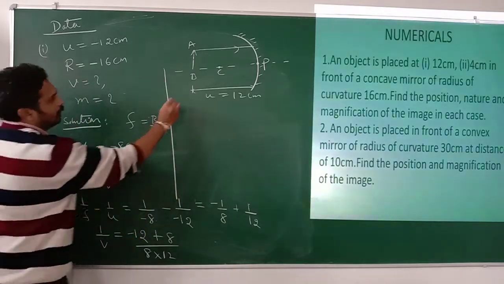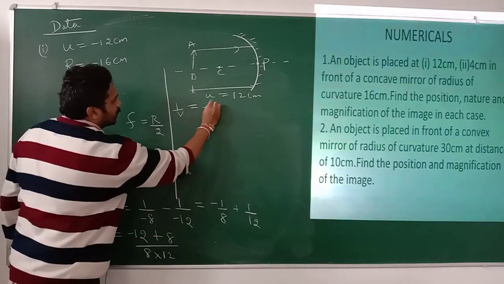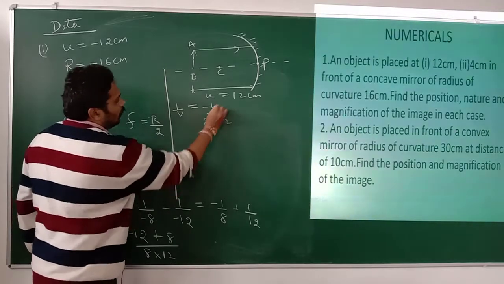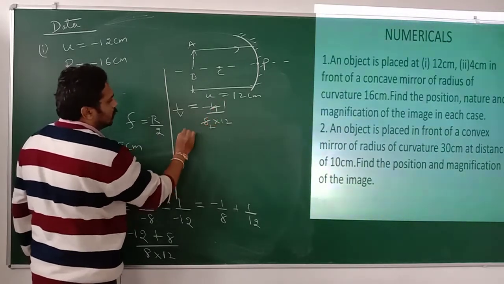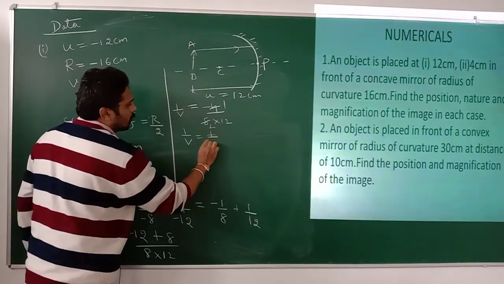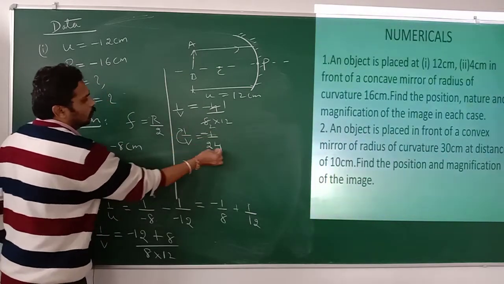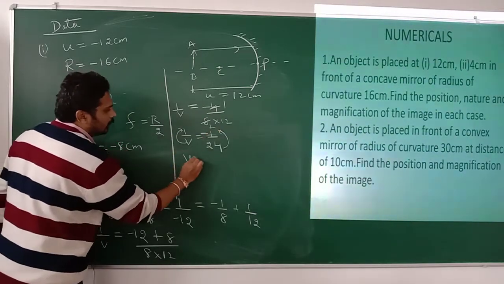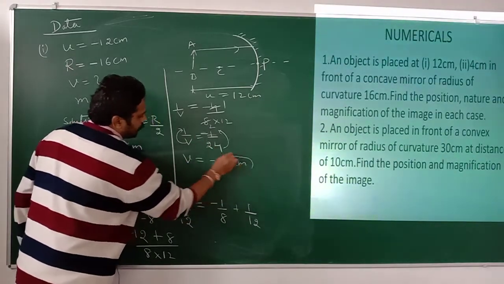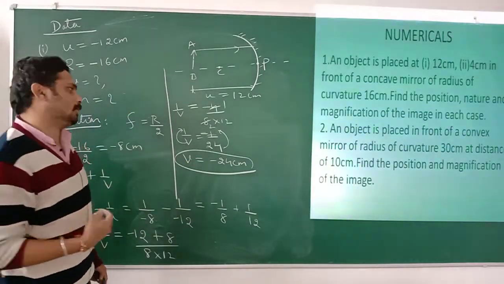Now this is 1 by V. 1 by V is equal to minus 1 by 12 plus 1 by 8. Minus 4, 8 into 12, you keep as it is. 4 ones are 4, 4 twos are 8. 1 by V is equal to minus 1 by 24, here the minus sign is there. You take V to the numerator, V is equal to minus 24 centimeter. V is negative. V negative means real and inverted image.